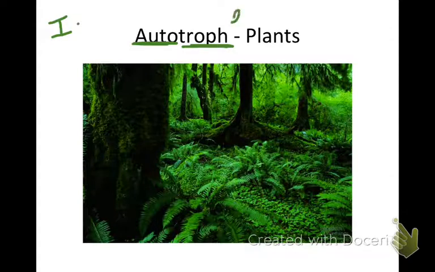So self-feeders, these are things like we said, like plants. So if you want to put an example under there just to keep yourself mentally sharp. Autotrophs are things like plants. Because plants are what color, guys? That's right, they're green.